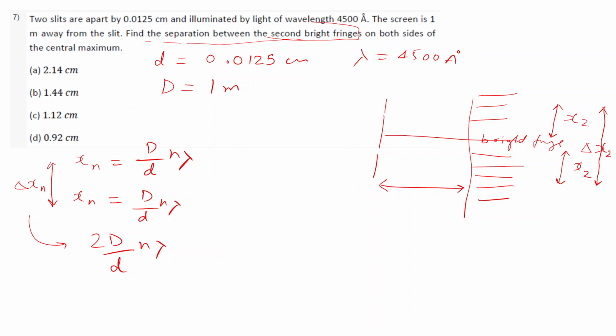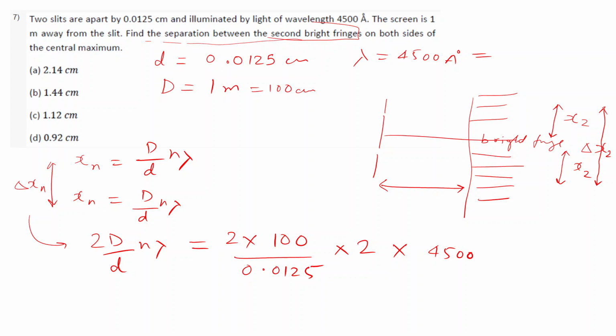Okay. So now substituting the values, we'll get 2 times, and capital D is 1 meter. Answers are in centimeters, so I'll change it to centimeter, which is 100 centimeters. Small d is 0.0125 centimeter. We are talking about second order bright fringe. Wavelength is 4500 angstrom. If I change it to centimeter, it will be 4500 multiplied by 10 to the power minus 8 centimeter.